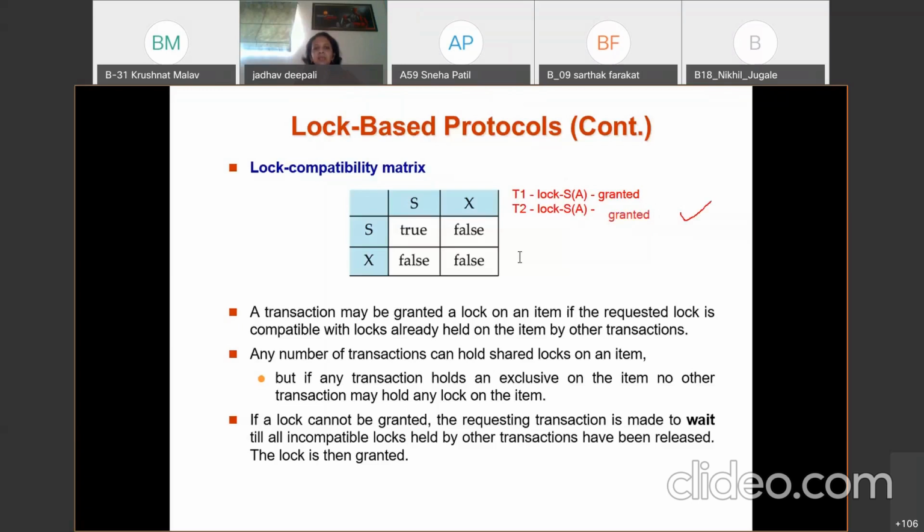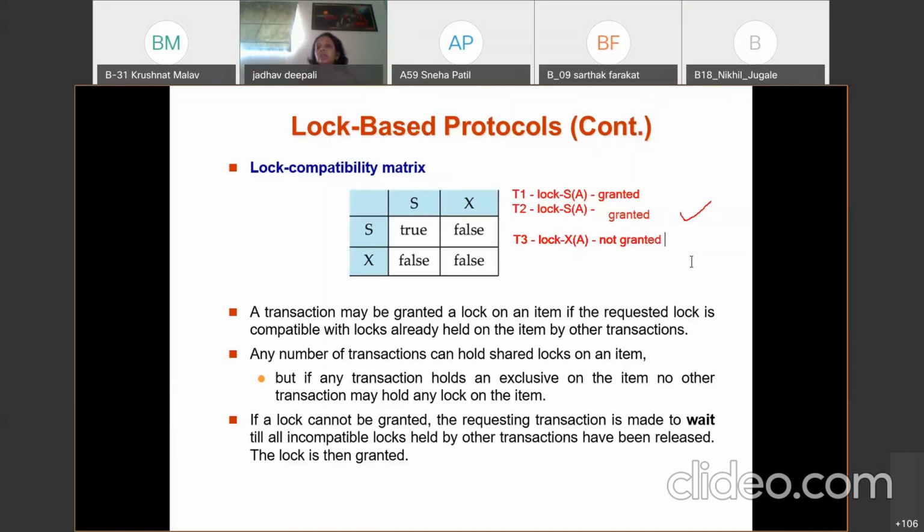But suppose transaction 3 is requesting a lock X on data item A. Is it granted, yes or no? No, it is not granted. Why? Because this data item is already locked by two other transactions in a non-compatible mode. Shared mode is not compatible with the exclusive mode.